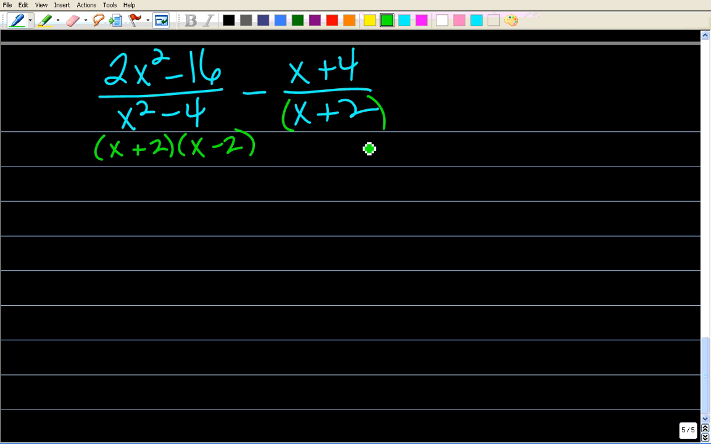So we need to figure out what is the least common denominator. We want to compare what we already have. Well, they both have an x plus 2. But the second one needs the x minus 2 that the other one already had. So we're going to multiply the bottom by x minus 2. Whatever we multiply on the bottom, we also have to multiply on the top, so that way we're only multiplying by 1, because x minus 2 divided by x minus 2 is just 1.